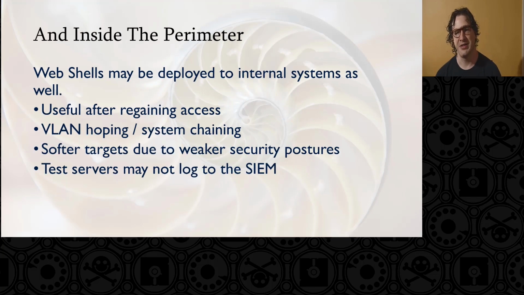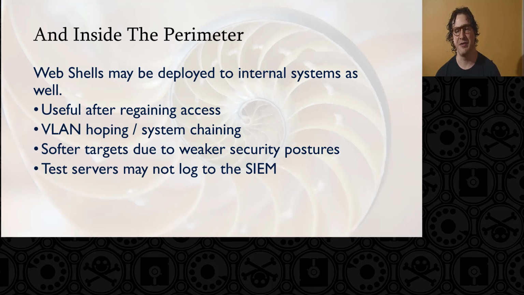Once the attacker's inside the perimeter, that doesn't mean that they aren't going to keep deploying new web shells on new systems. Once they start pivoting around to other internal systems, if they attack another internal web server, they're probably going to drop a web shell on it if possible. This can be useful for regaining access. Again, if they happen to get in through phishing rather than through the web perimeter, chances are they'll be able to phish someone else again, and having that web shell sitting there in that system can be useful for them to start pivoting around once again.